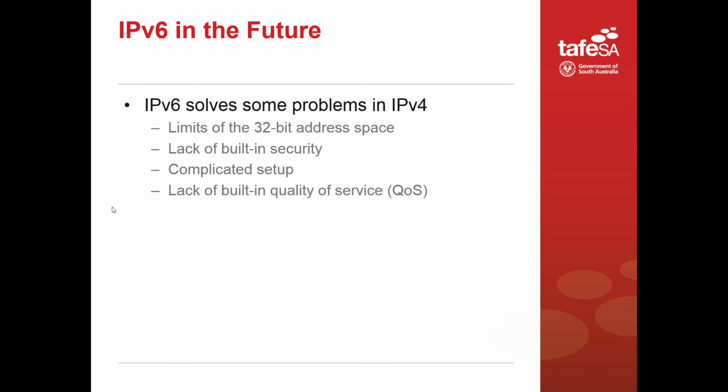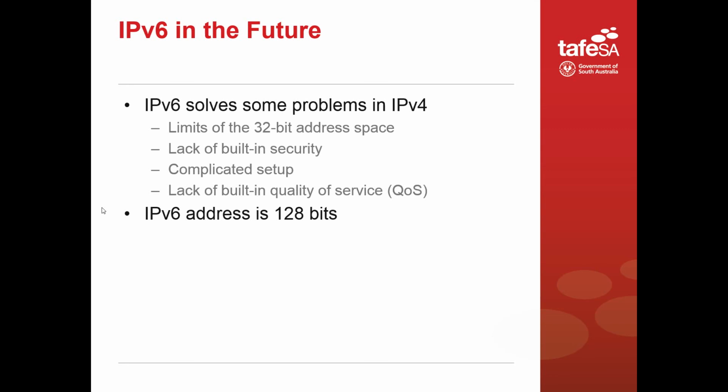So IPv6 gives us a lot more IP addresses. It's a 128-bit IP address as opposed to the 32-bit of IPv4. It adds in security. It reduces the need to have subnet masks. Actually, it eliminates the need for a subnet mask, and it has built-in quality of service.